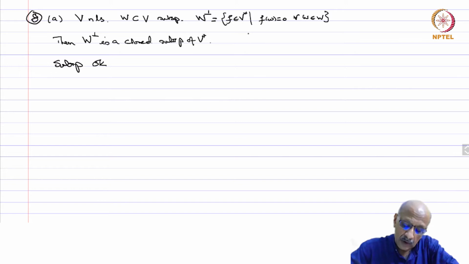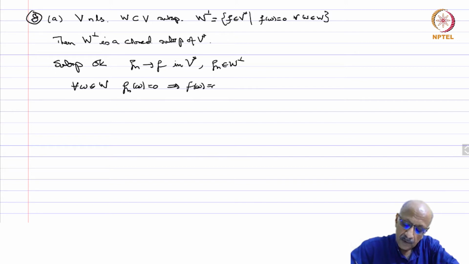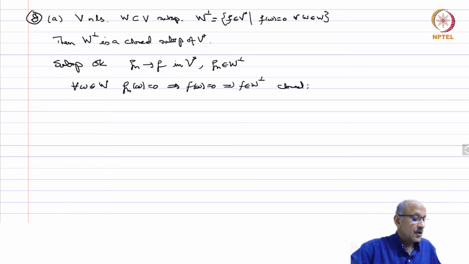And what about closure? Suppose f_n goes to f in V star, f_n in W perp. Then for every w in W, you have f_n(w) equal to 0, which implies f(w) is 0, which implies f belongs to W perp. So W perp is closed. So this is a closed subspace. Okay.